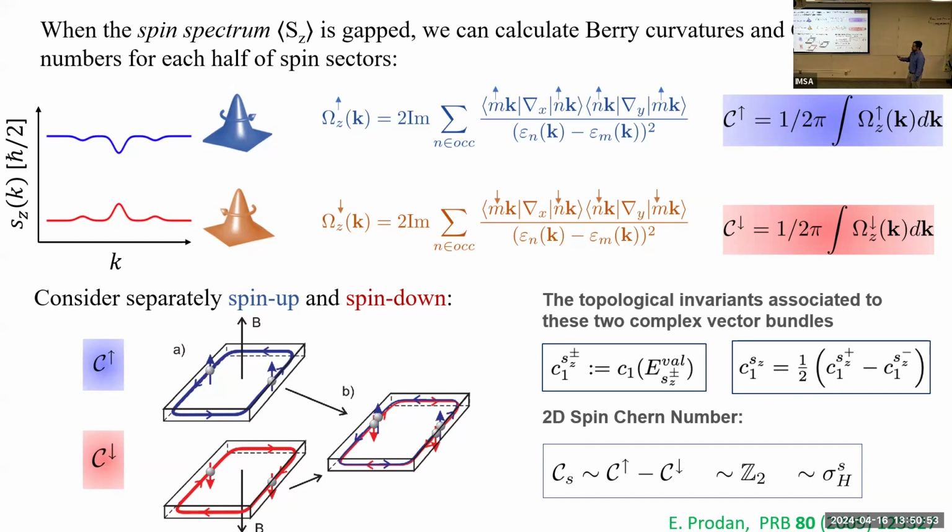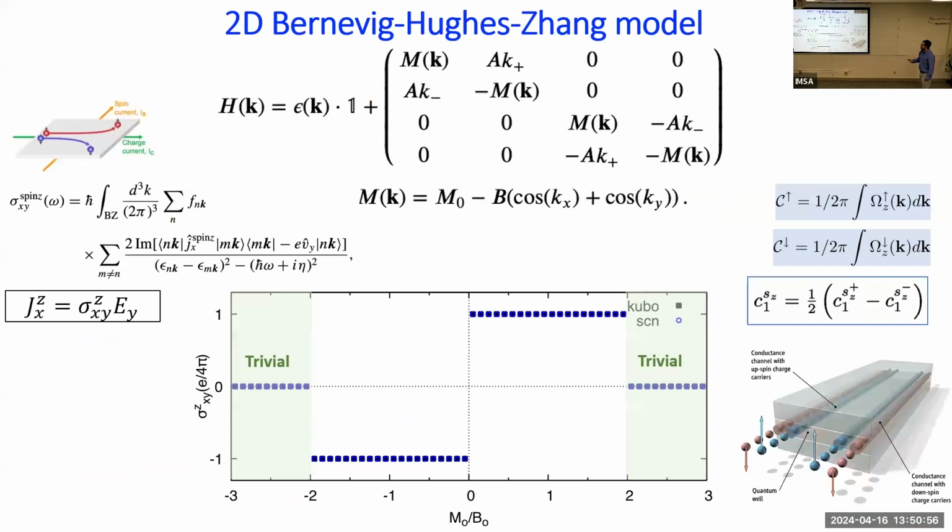Let's start first with the BHZ model. In the BHZ model, we can calculate the spin Hall conductivity with the common formula. And we have our 0 in the trivial case, from minus infinity to minus 2. After that, we have minus 1 to the formula, and then 1, and then again 0 for the trivial case. We have four regions, in reality the same regions that we discovered with the eigenvalues. And we also calculate the spin Chern number, and in this case, the spin Hall conductivity and the spin Chern number coincide, one on top of the other.